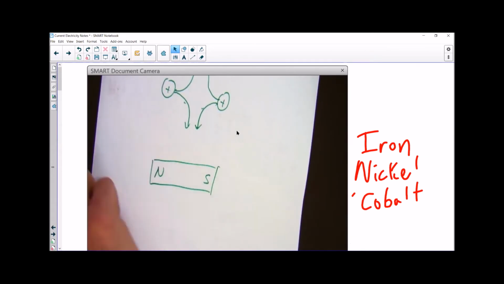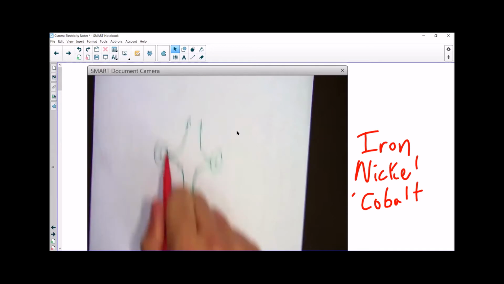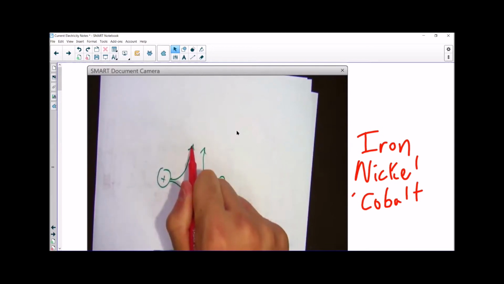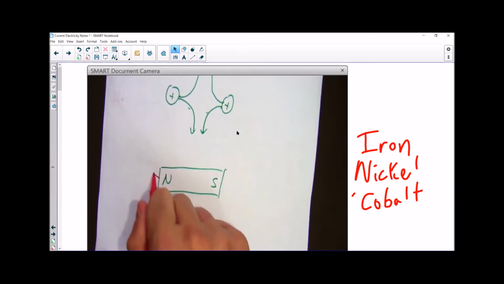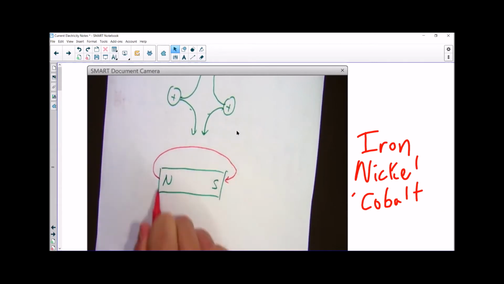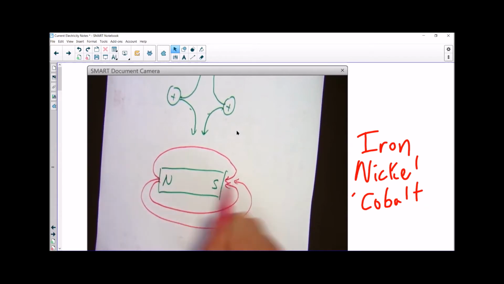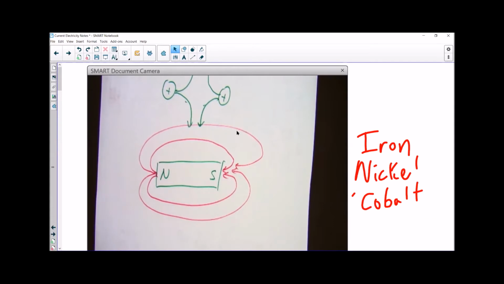So now, when we examine magnetic fields, if I have, for example, a bar magnet, which has a north and a south pole, the rules for magnetic fields are very similar to electric fields. For electric fields, they always go from positive to negative. For magnetic fields outside of the magnet, they go from north to south. And magnetic fields curl from north to south. So for example, that's the magnetic field of a bar magnet.